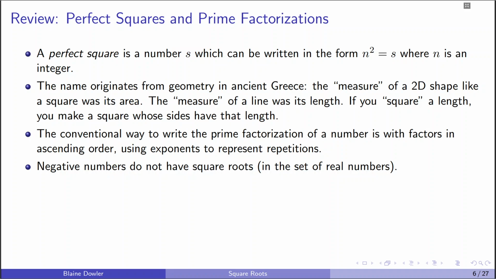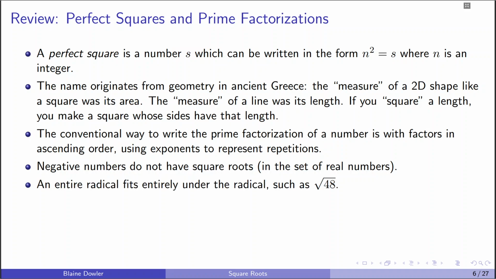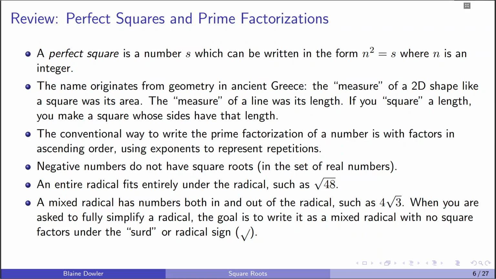So negative numbers do not have square roots in the set of real numbers. They do in complex numbers, but that's not part of this course. An entire radical fits entirely under the radical, such as the square root of 48. So we'd call that an entire radical. A mixed radical has numbers both in and out of the radical, such as 4 root 3, which is another way to write the same value as the square root of 48.